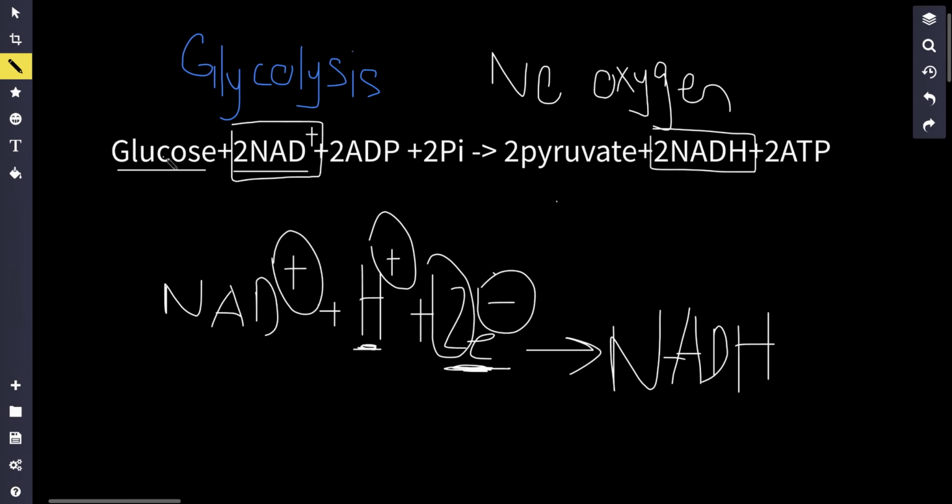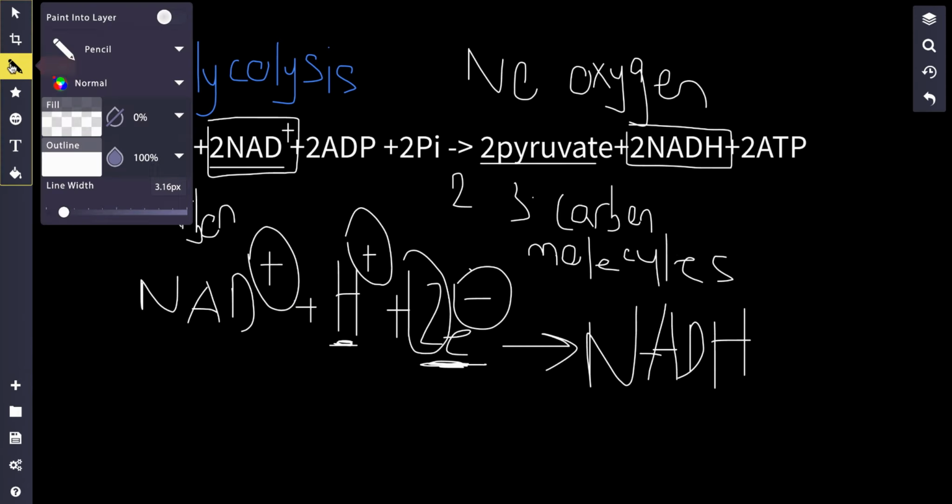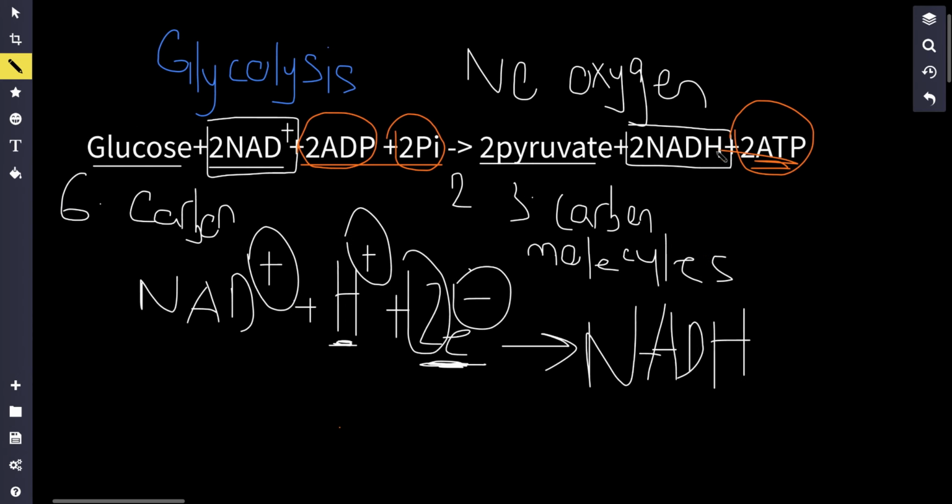Now, glucose is a 6-carbon molecule. Essentially, it's going to be broken down into two 3-carbon molecules, which is this pyruvate right over here. And finally, you're going to have this 2 ADP. This is going to react with 2 free phosphate groups to form 2 ATP. It's important to note that this is the net ATP.